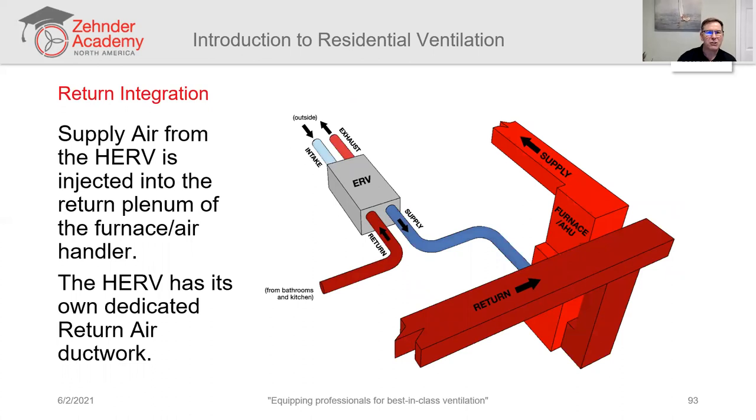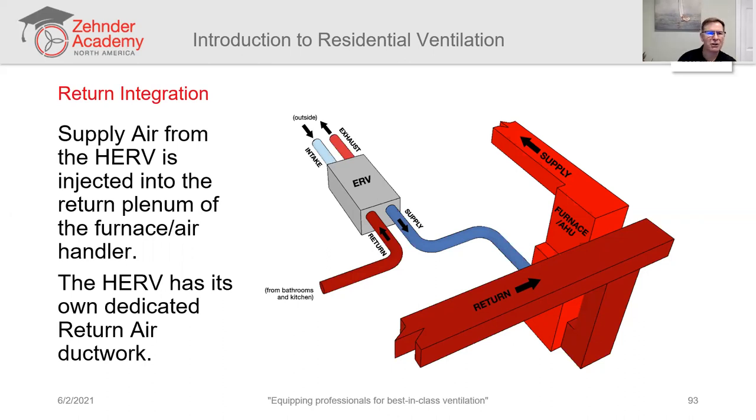So one way is by return integration. Now here, you see in this diagram some features that we're going to see in these subsequent diagrams that are going to be very common. We have the furnace or the air handler. We have a supply duct or supply plenum, I should say, and return plenum in the air handler. Then we have an ERV. It has two ducts connecting to the outside for exhaust and intake, but then its other two ducts are connecting to the house in some fashion. And we're going to show how they can be connected to the air handler system.